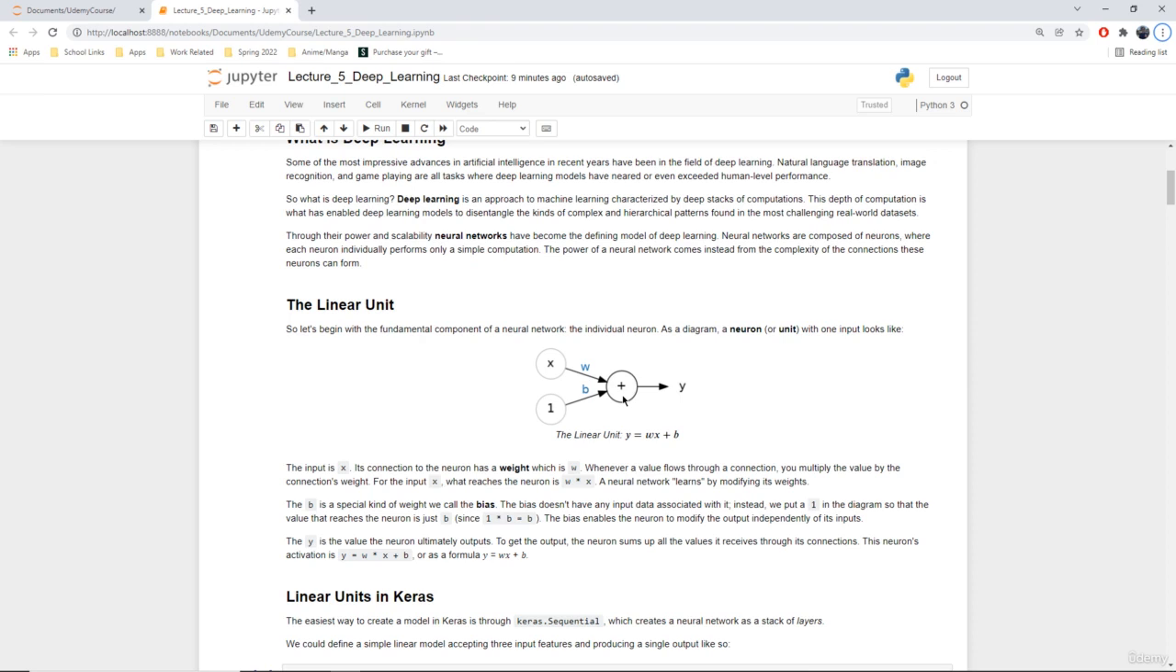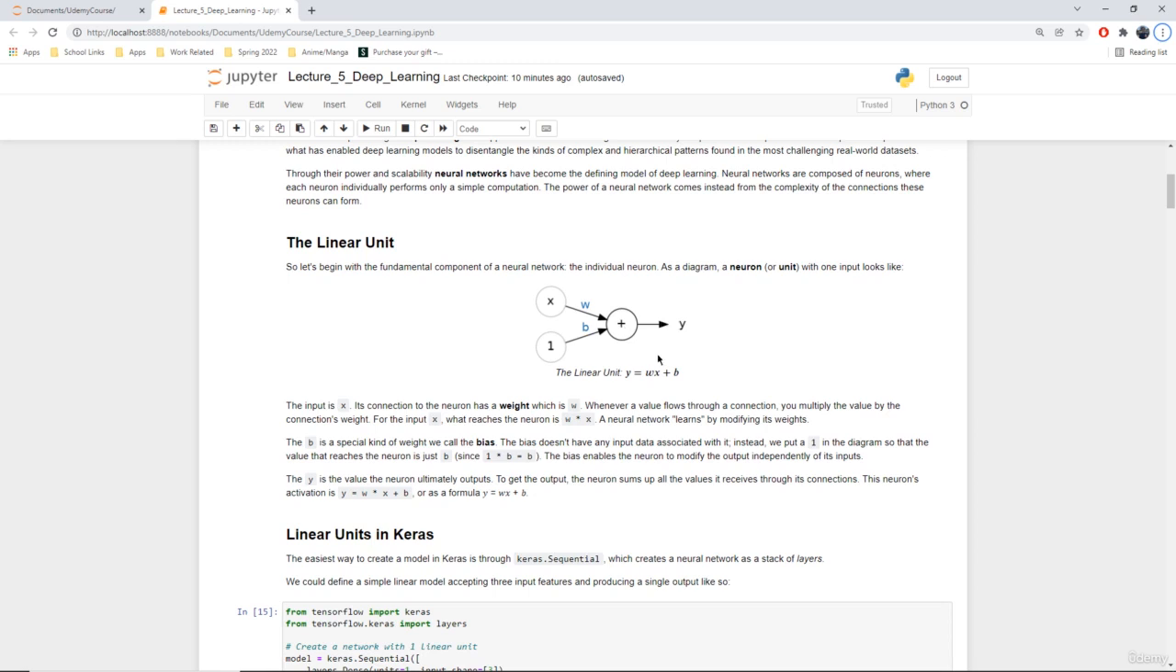A neural network learns by modifying these weights, and we'll go over the details of how it learns to modify these weights later on. So this b is what we call the bias. Notice it doesn't have any input data associated with it, it's just a 1. So what will actually reach this neuron is simply b. And we do this because the bias allows the neuron to modify the output independently of the inputs given in. So the output of this neuron is effectively this linear combination here, wx plus b.